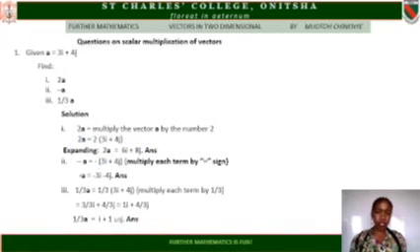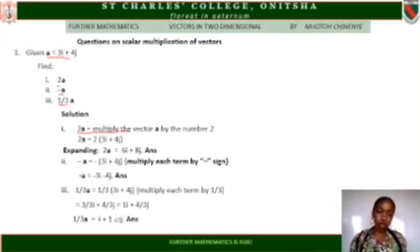Examples or questions. Given a vector A equal to 3i plus 4j, this is a component vector. We are asked to find 1, 2 vector A, 2, minus vector A, 3, 1 over 3 vector A. Solution: for us to get 2 vector A, what you simply do is to multiply that 2, which is a scalar or a number, with the vector A.